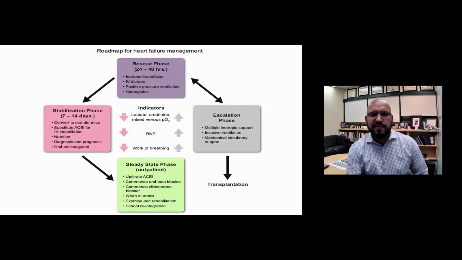And this roadmap for heart failure management is quite helpful because in the initial management, we will use inotropes and IV diuretics and positive pressure ventilation to try to get into the rescue phase. And then we will measure those indicators of end organ perfusion and symptoms. And if there's a stabilization, then we aim to convert from IV medicines to oral therapies and get back to rehabilitation and outpatient management. However, if there is deterioration in those markers, then the patient may need mechanical circulatory support or mechanical ventilation as well.